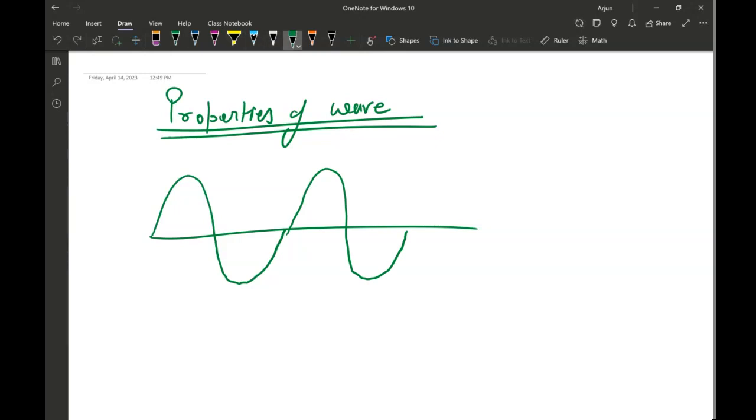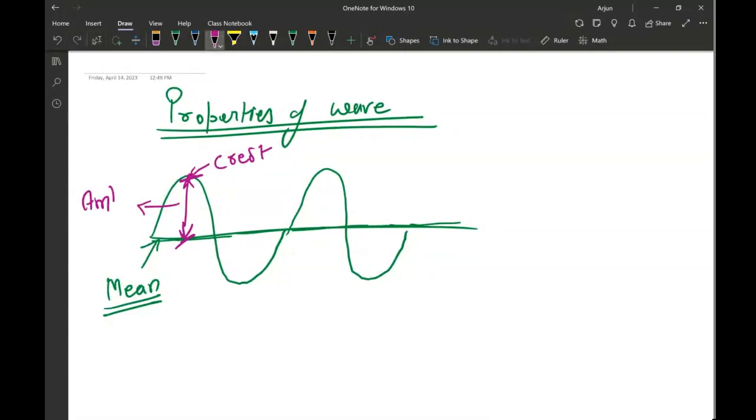Now, in this wave, there are certain terms which we will use, and that's called terminology. So this center line, this line which you can see, is called mean line. From the mean line, if you move in the upward direction up to this point, the peak, this is also called crest, and the distance from the mean line to this crest is called amplitude. This is amplitude, denoted by term A. And the bottom, the valley, this is called trough.